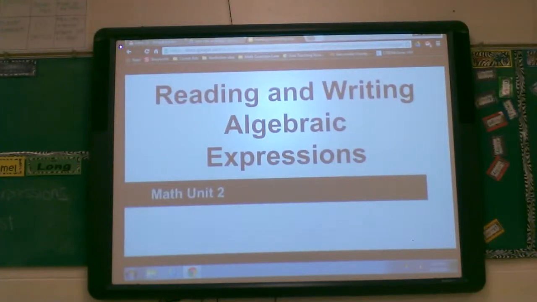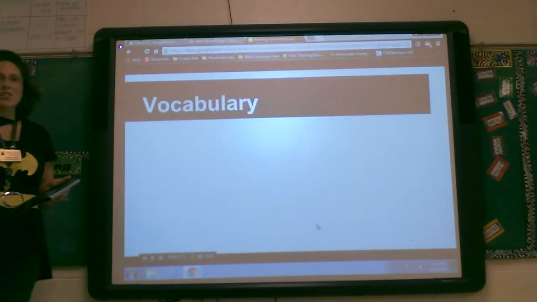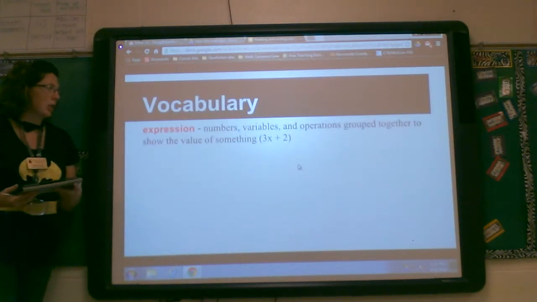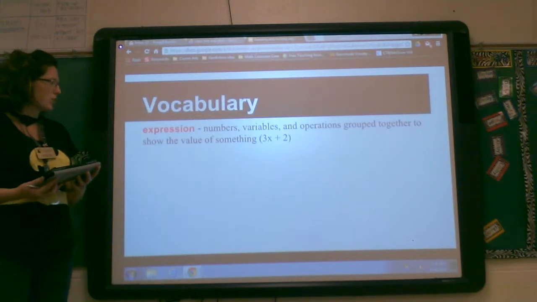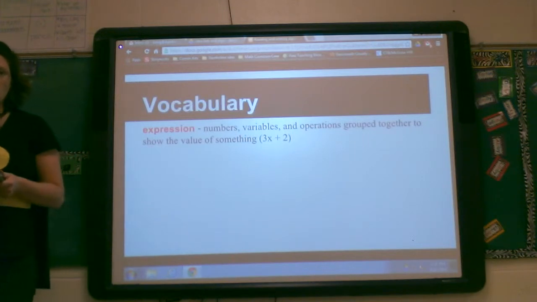Today we are going to be talking about reading and writing algebraic expressions. So this is the beginning of our second unit. So we need to start off with some vocabulary terms. The first one is expression: numbers, variables, and operations grouped together to show the value of something. So a good example would be 3x plus 2.